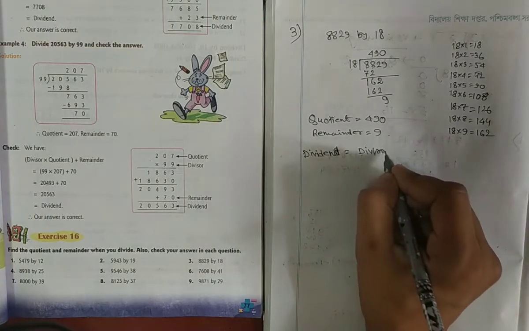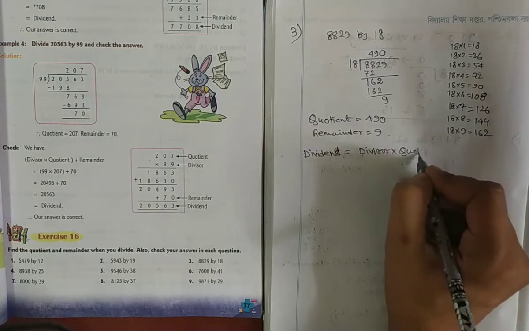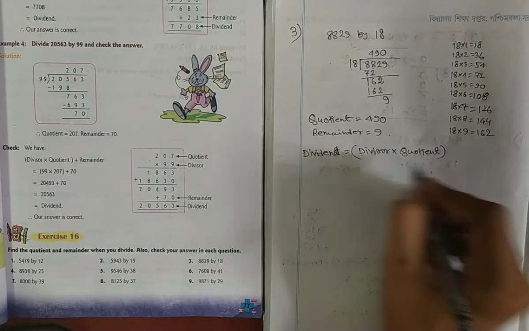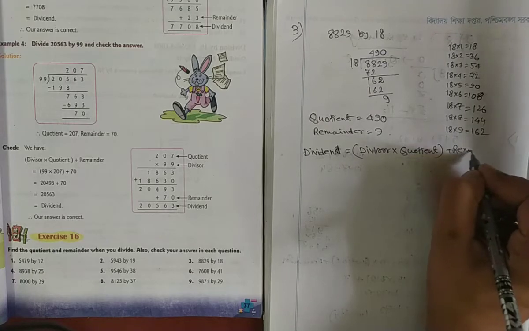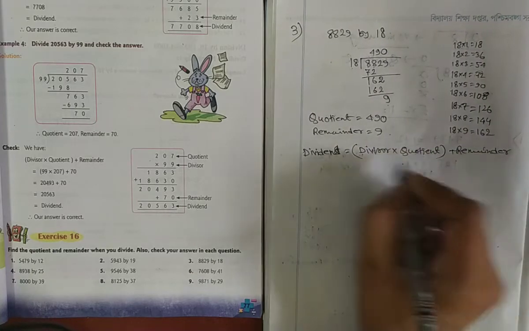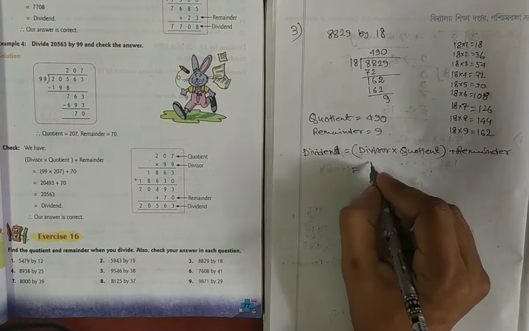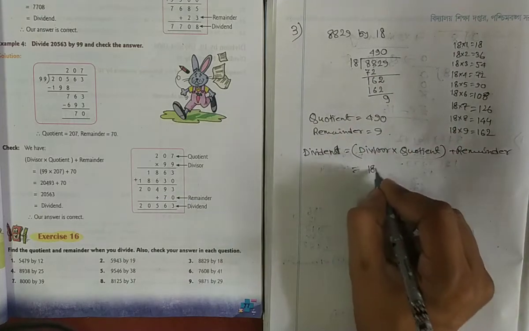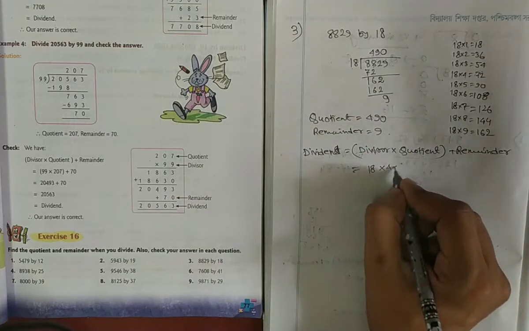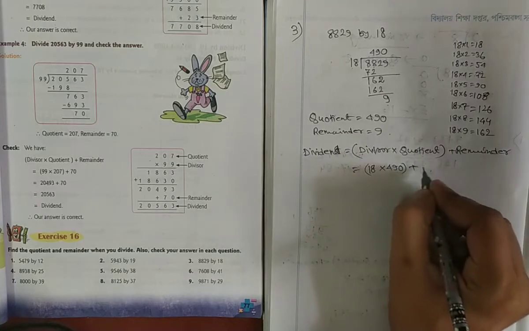divisor into quotient plus remainder. Okay, so the divisor is 18, the quotient is 490, and this is 9.